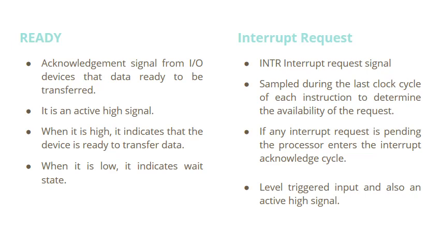Next we have the interrupt request, which is denoted by INTR. This pin is being checked during the last clock cycle of every instruction to determine if an interrupt request is available by the processor. And if it sees any such interrupt request is pending, then the processor goes to serve that interrupt and it enters into the interrupt acknowledge cycle. This is a level triggered input and it is also an active high signal.